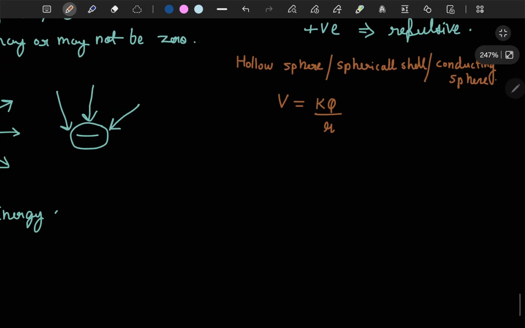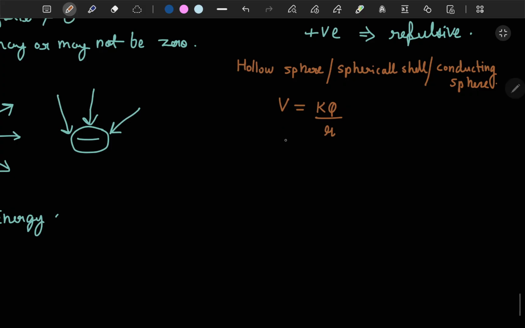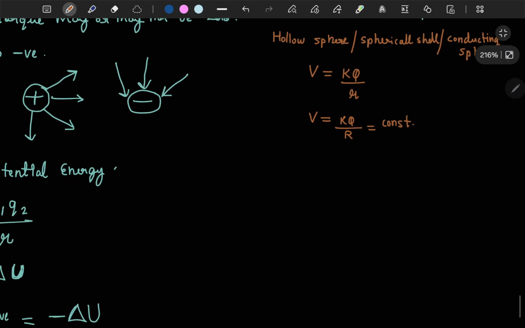In case of a hollow sphere, spherical shell or conducting sphere, the electric field on the surface was 0. So we talk about the potential at the surface, and inside it will be constant, kq by capital R. It will not depend on the distance. It will be uniform because the charge in the hollow sphere or the conducting sphere is spread at the surface only.